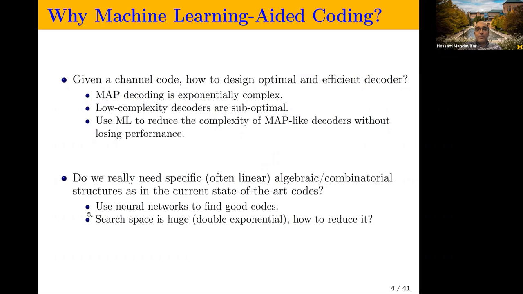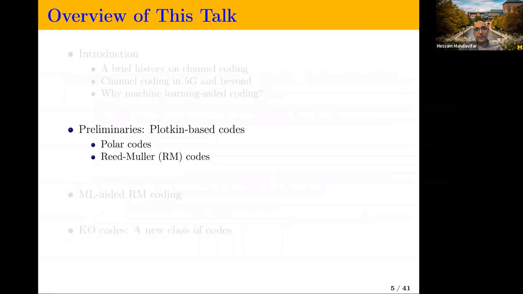Actually, we're also going to explore this question in this talk. So we are going to use neural networks to find good codes. But if we just use them blindly, the search space is going to be huge, double exponential, and we have to somehow reduce it by imposing some structure on the types of codes that we want to find using neural networks. So this is going to be the other problem that we are going to look at.